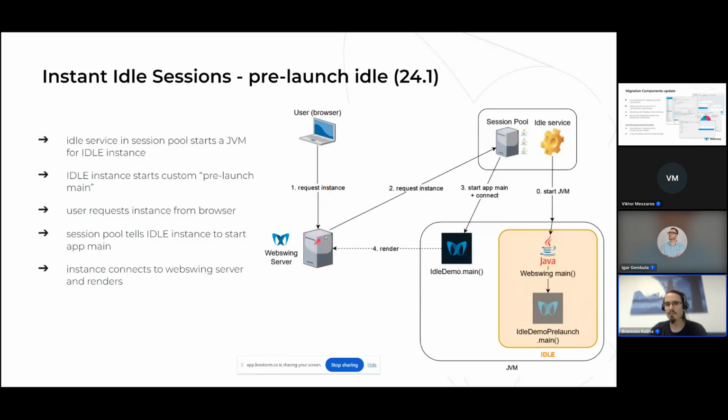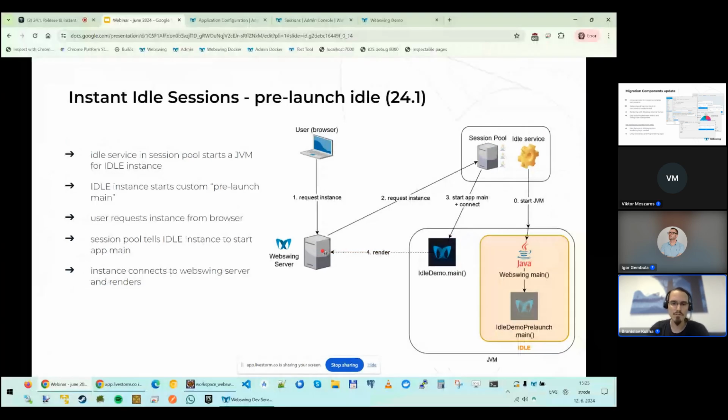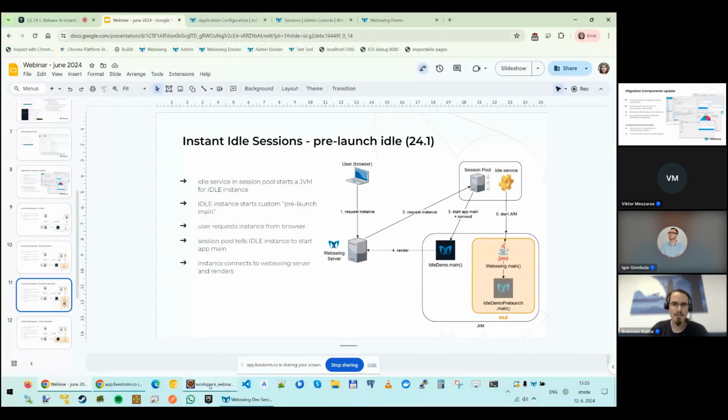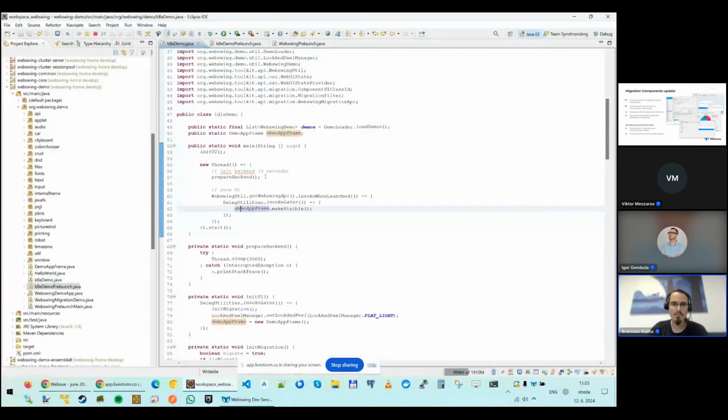So when the user requests the instance from the session pool, it will only start the application main, and then connect to the server. So I will show you how it looks like in the code. So here in the code, what I can do now, I can comment this prepare backend. So we are not going to do this in this application, in this app main, because we are going to have the backend prepared already.